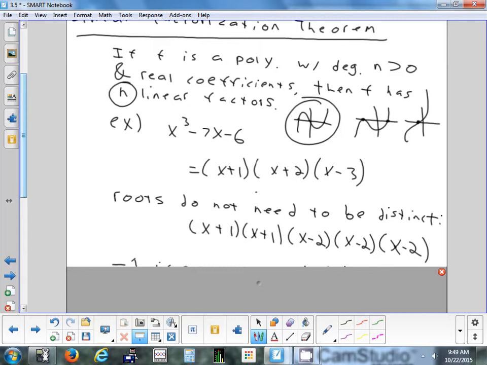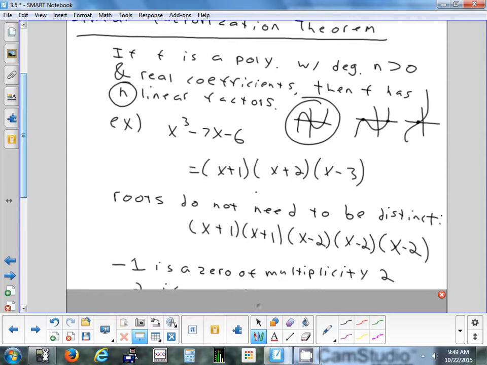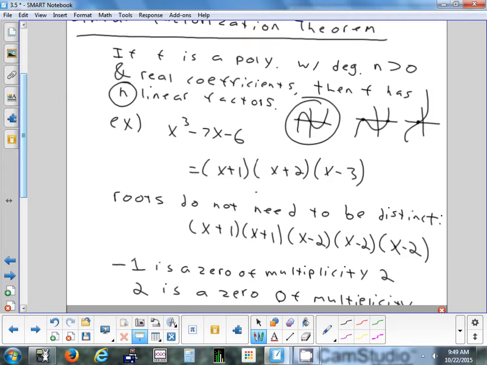Okay, and again, the roots do not need to be distinct. So here's, if you were to FOIL this out, what would your highest exponent on x be? X to the 5th. All right. Now, if you graph it, it's only going to cross the x-axis at -1 and +2. So it's only going to cross the x-axis twice. But that's because we have repeated roots.